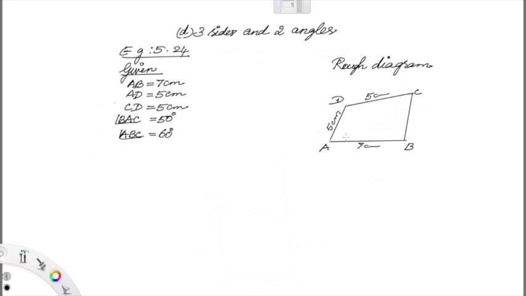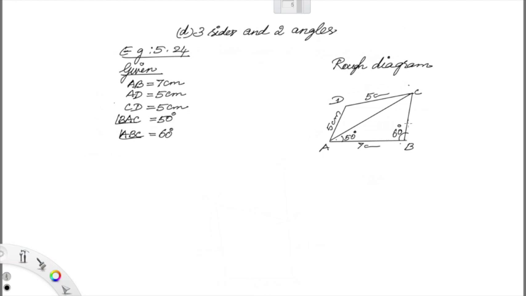So here, you have to draw the diagonal AC. And now this will be your 50 degree. Are you getting it? It is angle BAC. And next one, angle ABC. So your angle will be here, between BA and BC. So this will be your 60 degree.